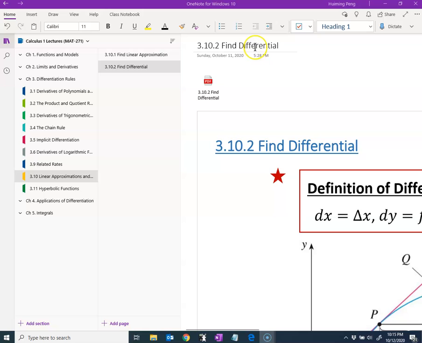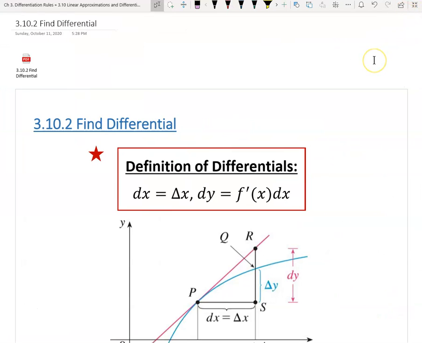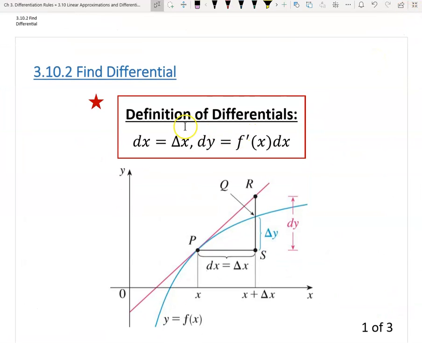In this video, we are going to deal with the differential, which is a concept related to linear approximation. We learned from the last topic. Let's see the material. First, I will introduce the definition of the differential. Then we will practice just one question together about how to find the differential using just the definition.